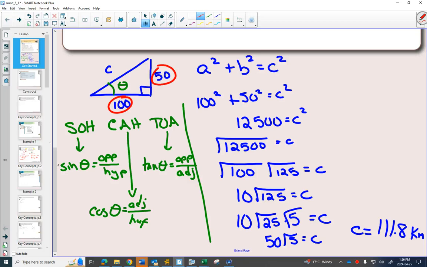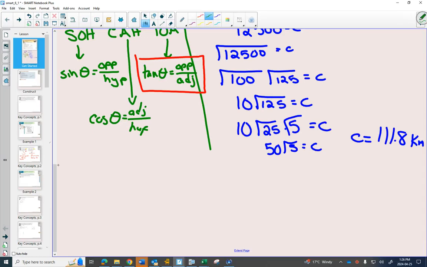Then I would look at my SOHCAHTOA and I would say, the ratio that includes the opposite side and the adjacent side is tangent. So then I could write out the following. Tangent of theta is my opposite side, which was the 50, over my adjacent side, which is 100.